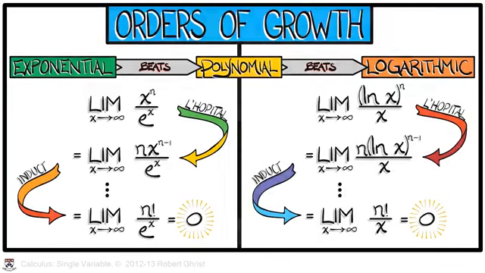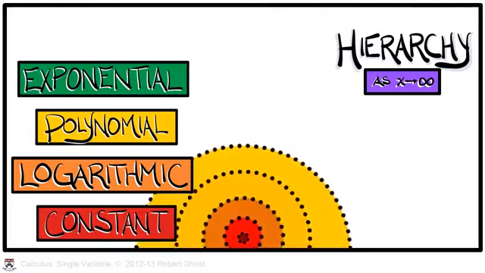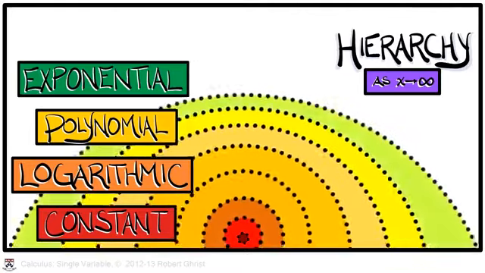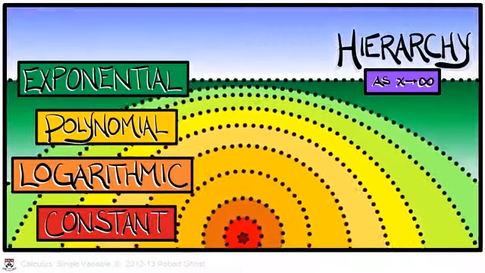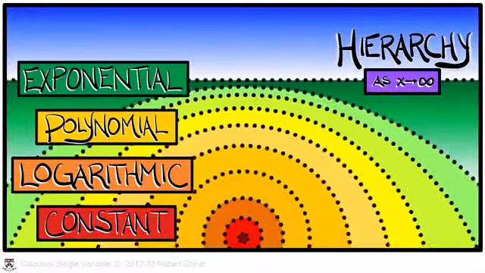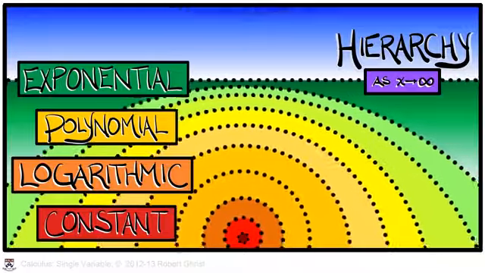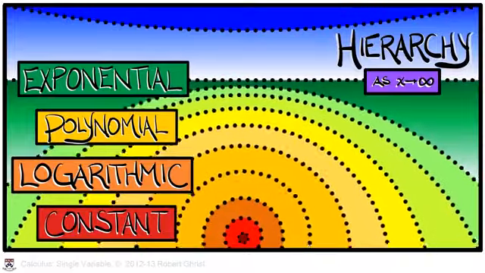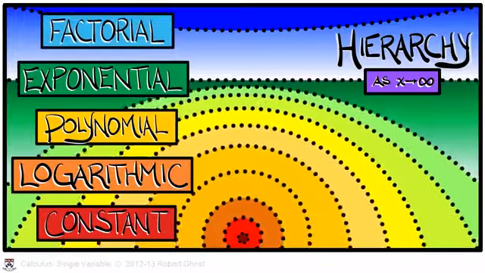What else is there? Well, there's an entire world or hierarchy of functional growth as x goes to infinity, beginning with the constant functions that don't grow at all, moving up to logarithmic growth, to linear growth, quadratic growth, cubic growth, all the way to exponential growth. And the question remains, is there anything beyond that? What can grow faster than exponential growth? Well, there are indeed worlds beyond that. One simple example being factorial growth.